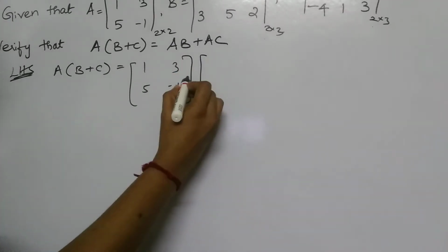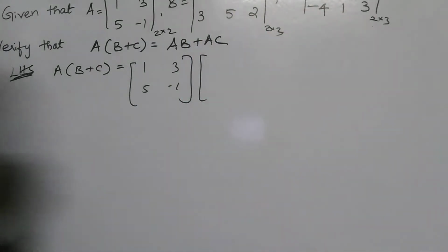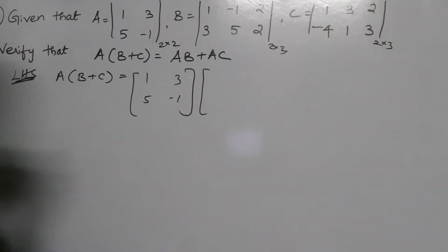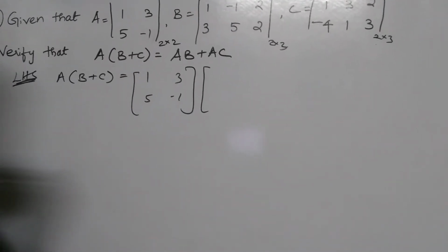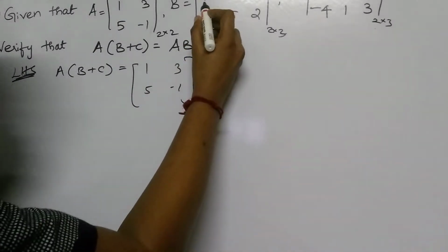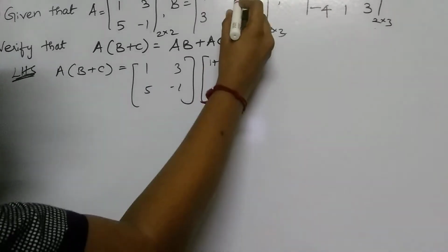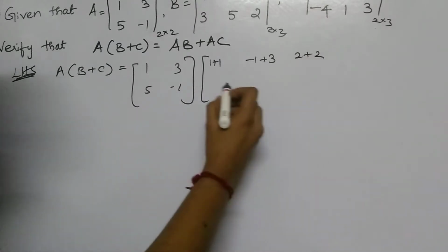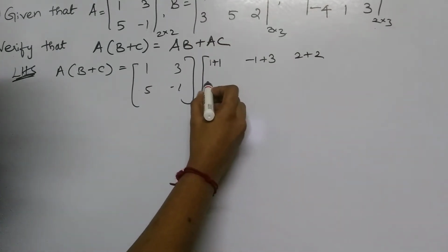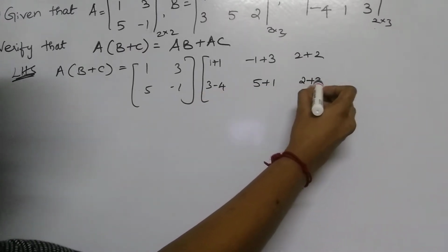Then let us multiply with B plus C. B and C both are the same, 2 by 3 order. So for addition and subtraction, the two matrices should be of the same order. See here, A and B are different, but B and C are the same order. So you can add it directly. You can add the B and C matrix. So what is B plus C? 1 plus 1. Then minus 1 plus 3. Third column element, 2 plus 2. Then second row, 3 minus 4, 5 plus 1, 2 plus 3.